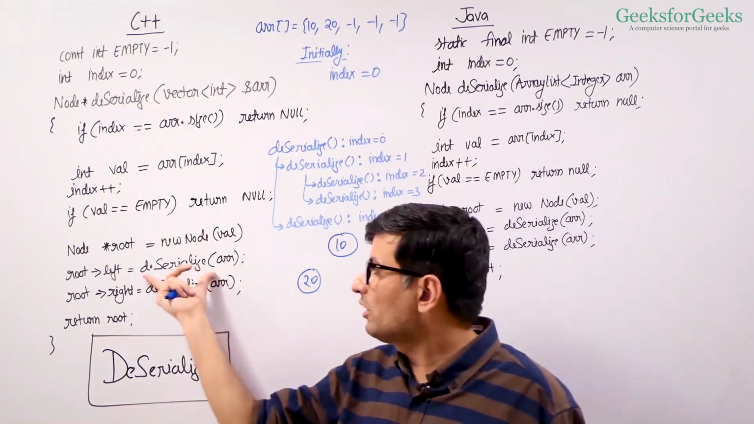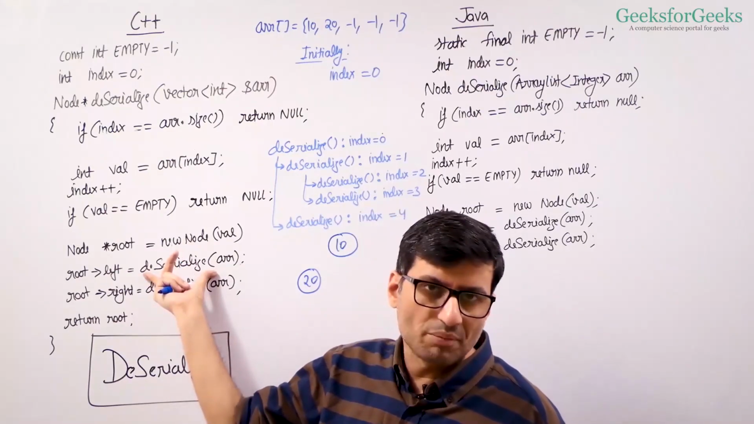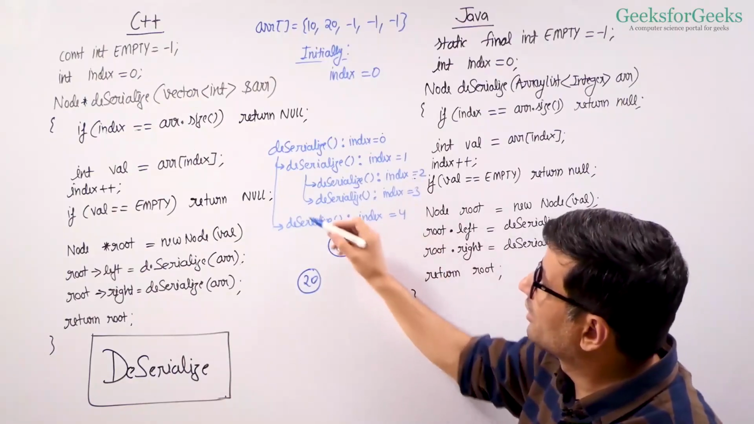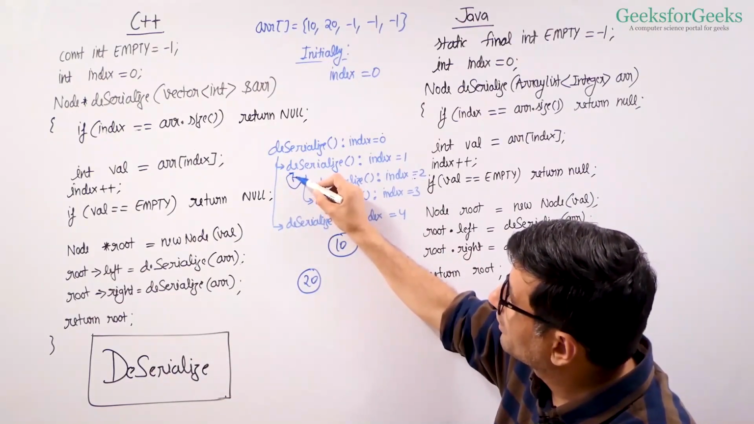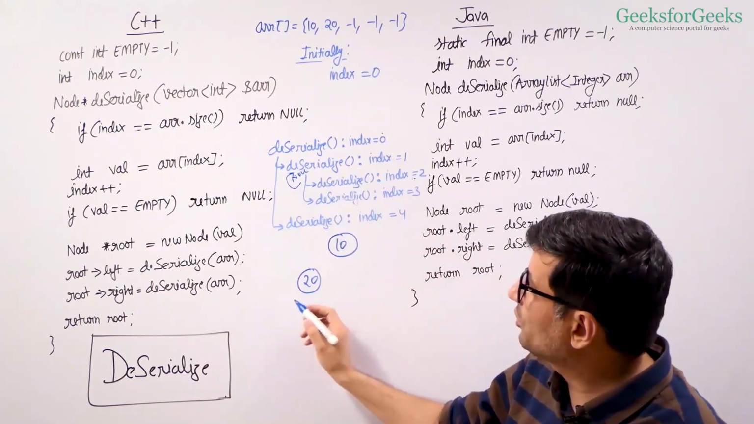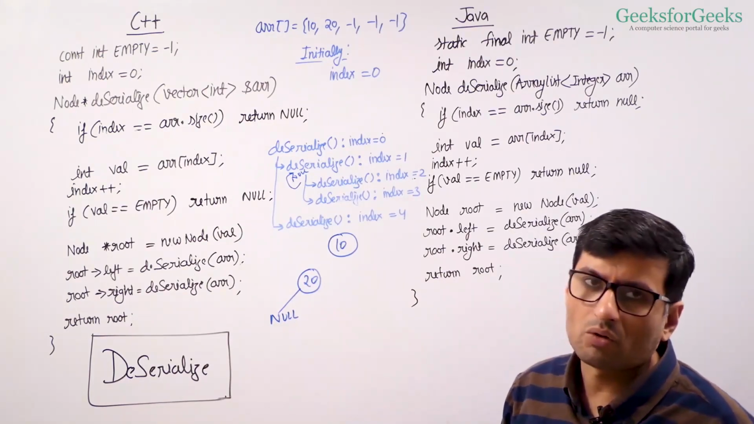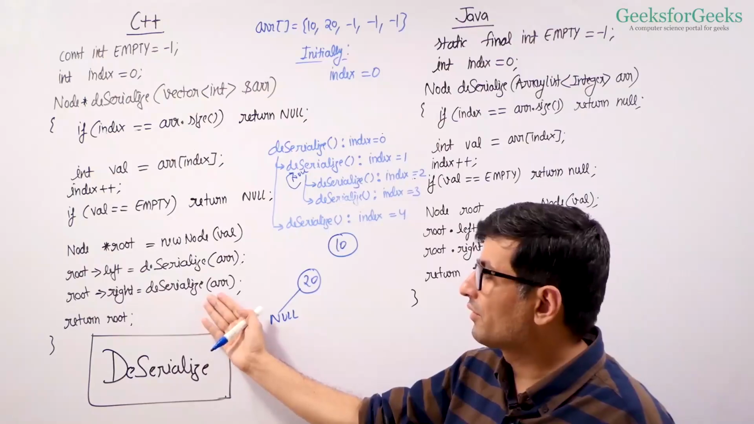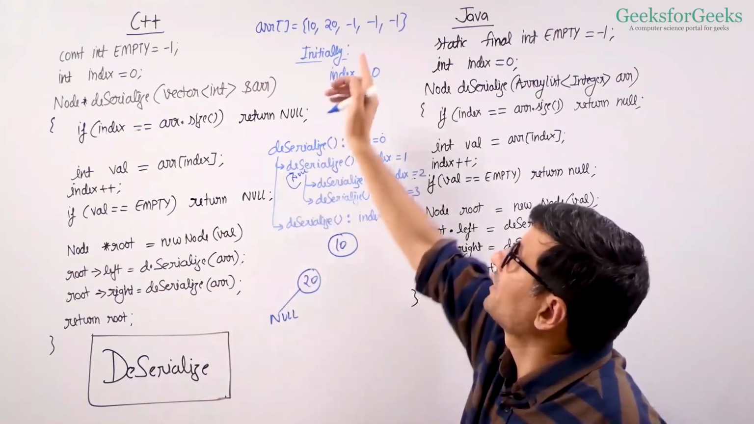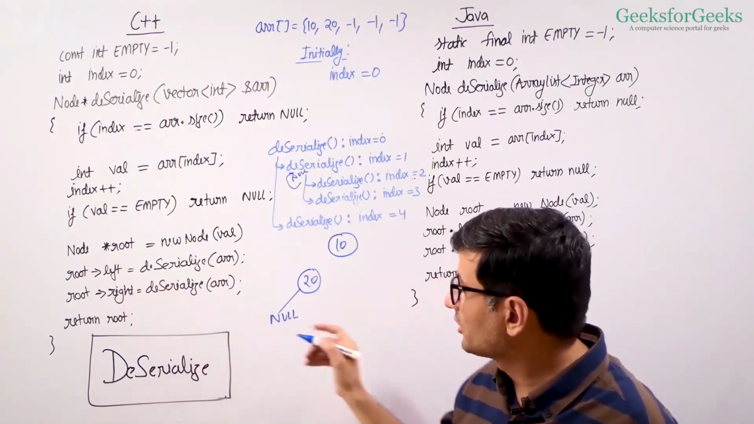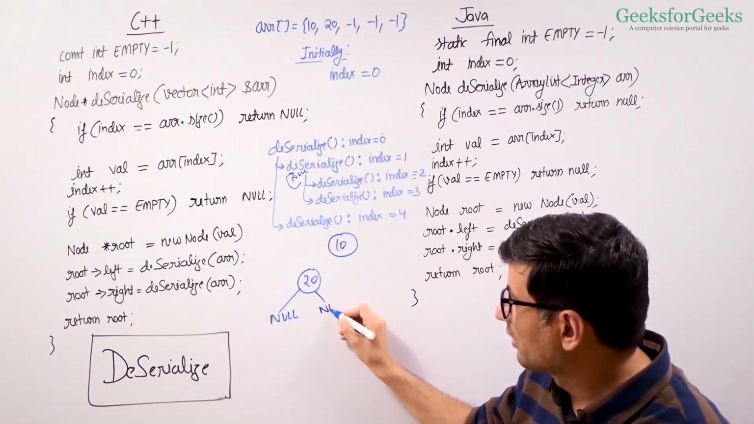So this call in the 20's parent call returned null, right? This call particularly returned null. So it's going to return null to its parent. And now what 20 is going to do? It's going to make the left of it as null. Now 20 is going to make a recursive call for next index. And next index element is again -1. So this call is also going to return null. So 20's right is going to be null.